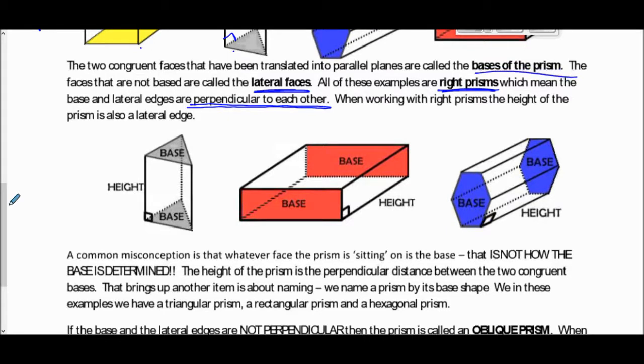This is a right triangular prism. This one would be a right rectangular prism, and we would call this last one a right hexagonal prism, all right?